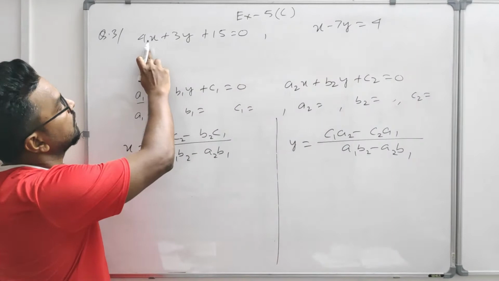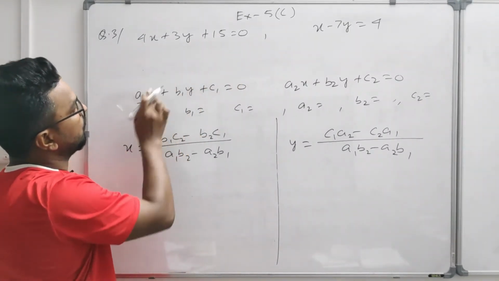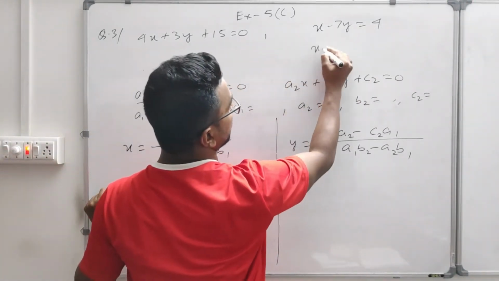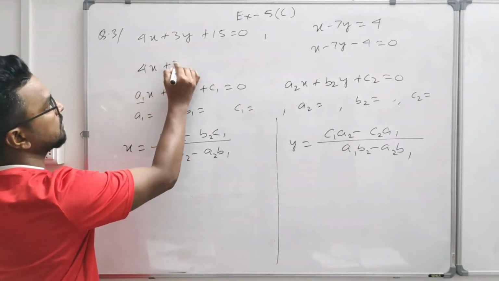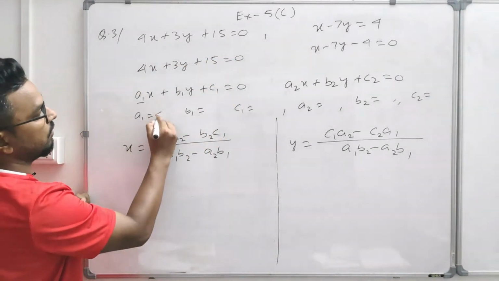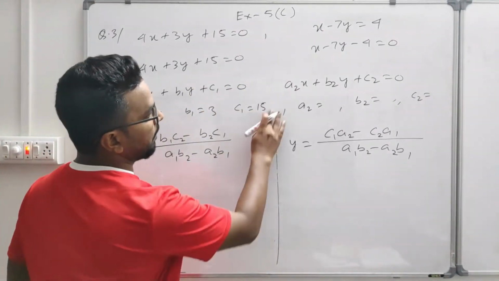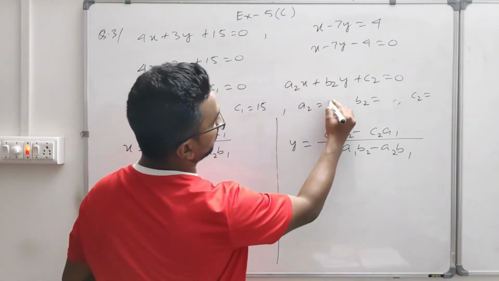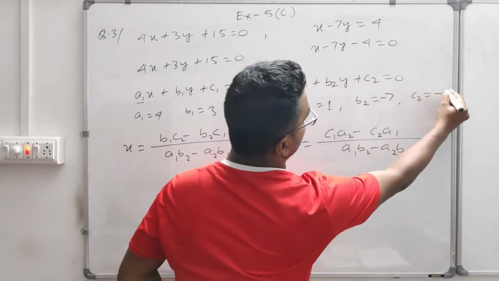So here it is given 4x plus 3y plus 15. So you can directly derive the value of a1, b1, c1 from this equation. But this one you have to bring this 4 to the left hand side. So x minus 7y minus 4 equals to 0. Let me write this one also, 4x plus 3y plus 15 equals to 0. Now what is the value of a1? a1 is 4, b1 is 3, c1 is 15. Okay. Next here, if you compare this one, what is a2? a2 is 1, b2 is minus 7 and c2 is minus 4.